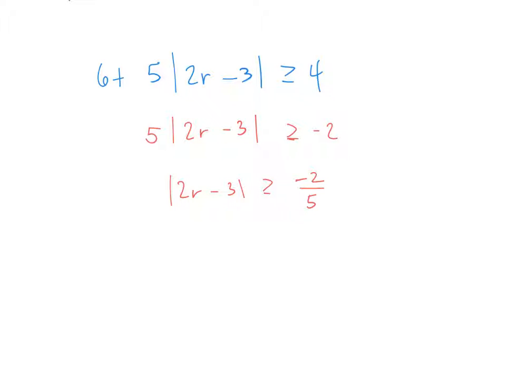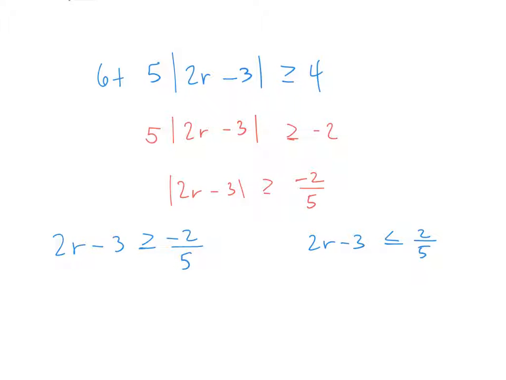So what did we say to do at this point? What do we do with this inequality at this point? We talked about breaking it up. Isabella, what do we talk about when we say breaking it up? So you have to split it, and then it becomes 2r minus 3 is greater than or equal to negative 2 over 5. Okay. 2r minus 3 is less than or equal to positive 2 over 5. And this was our next step.